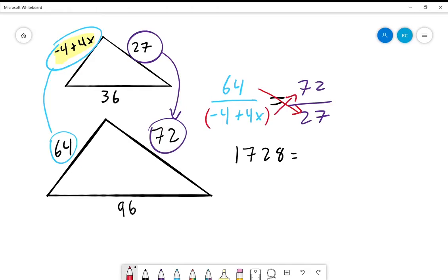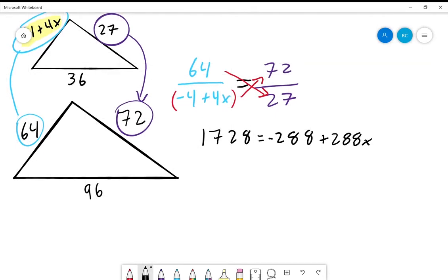remember that there are these parentheses here, so you have to distribute. -4 times 72 is negative 288, and 4x, or 4, times 72 is positive 288x. So my first step was to multiply top to bottom and bottom to top, and make sure to distribute out. Okay? Now I will do my next step in a different color to make it absolutely clear.